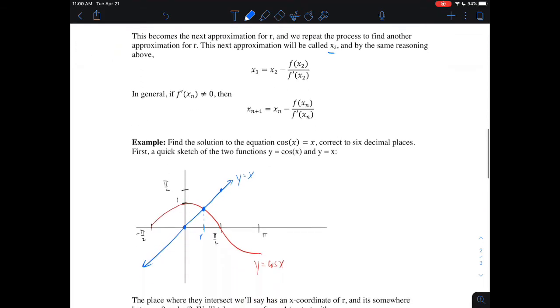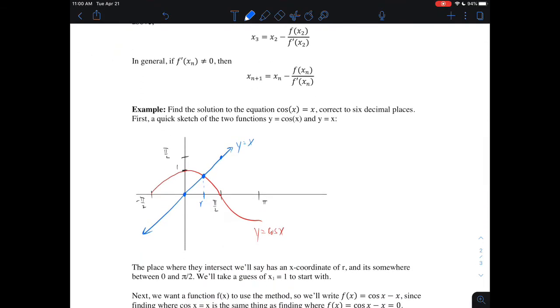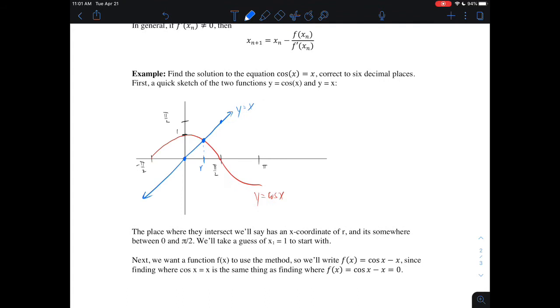So let's go look at our example. We want to find the solution to the equation cosine of x is equal to x, correct to 6 decimal places. First, a quick sketch of the two functions y equal cosine x and y equal x. So here you can see I have y equal cosine x in red and y equal x in blue. And when you graph those, you see that they intersect at some point between x equals 0 and x equal pi over 2. We're going to say the point where they intersect is r, relating to what we saw earlier.